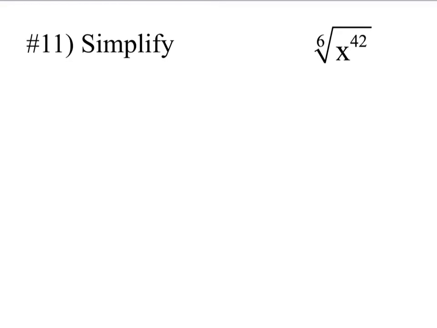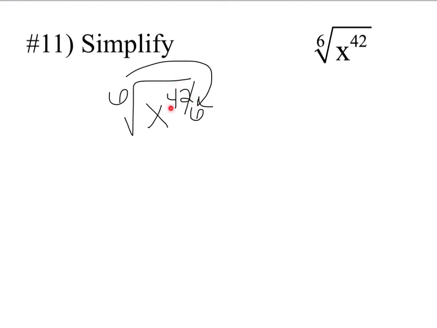Okay, the 6th root of x to the 42nd. I'm going to take my index back and put it as my denominator. We know that 42 divided by 6 is 7. So my answer is just x to the 7th.